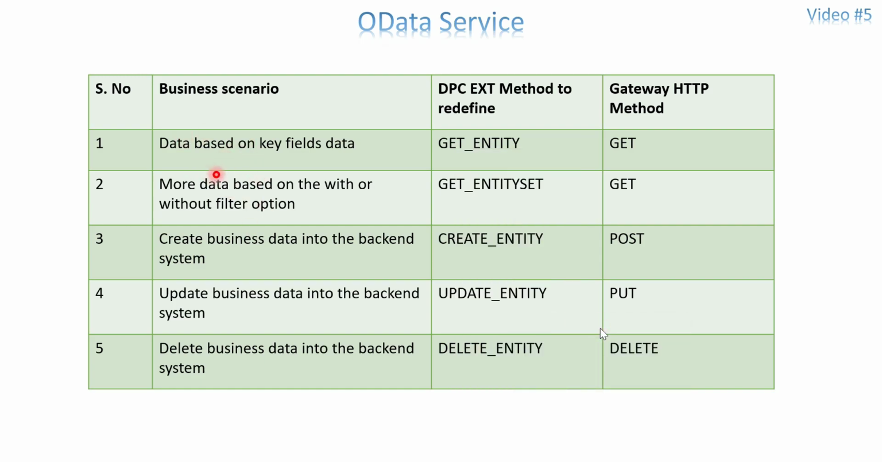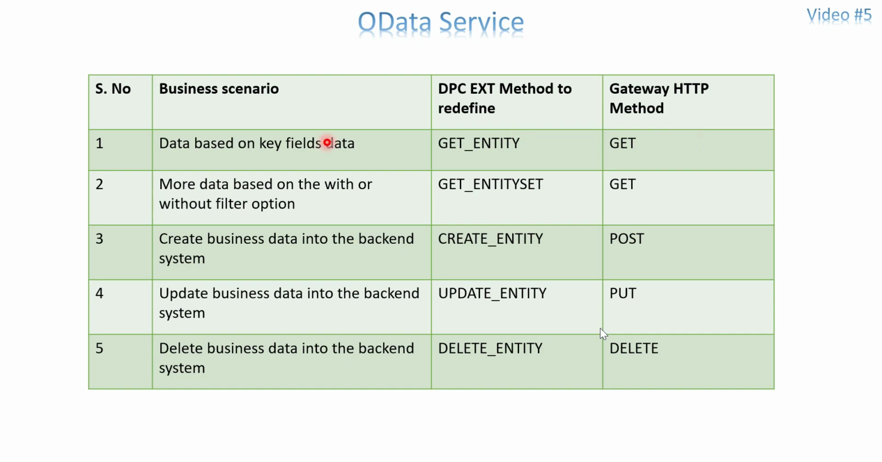These are the two things which we have seen in previous videos. How to read data based on the key fields. In that case we have a DPC extension method, a get entity method. Inside this method, we have to redefine it and write our own code based on the key field values. We have to fetch the information through BAPI or direct select from a database and send it back to the UI application or gateway. So from the gateway perspective, we are using the GET method, or we can say GET option.